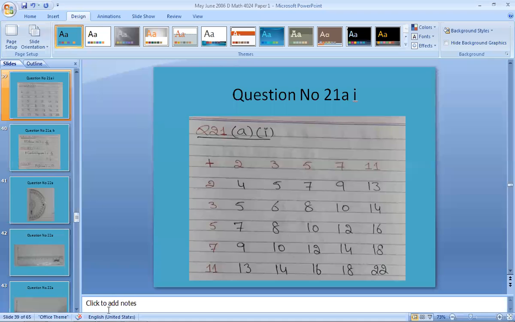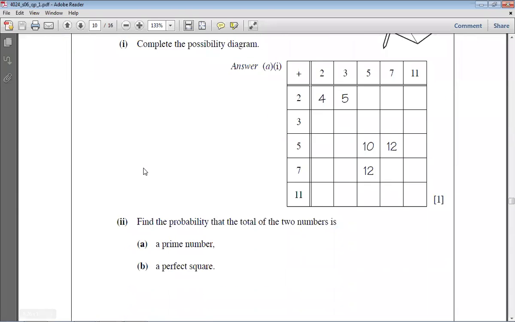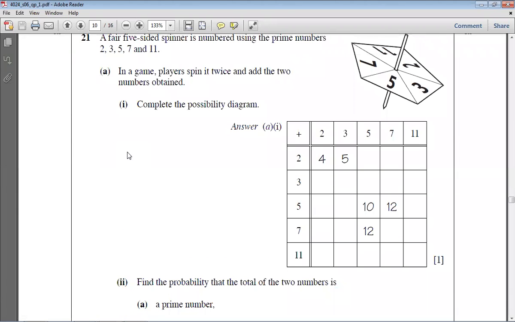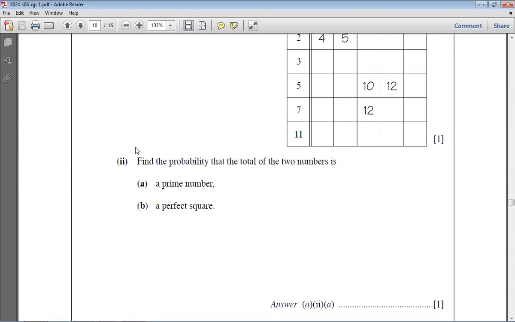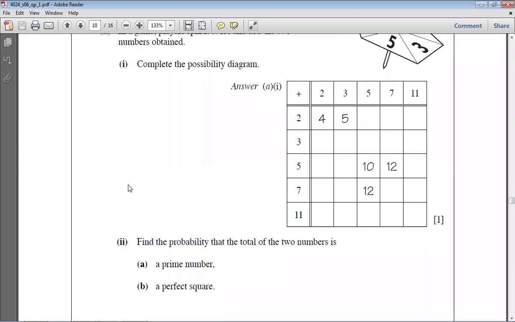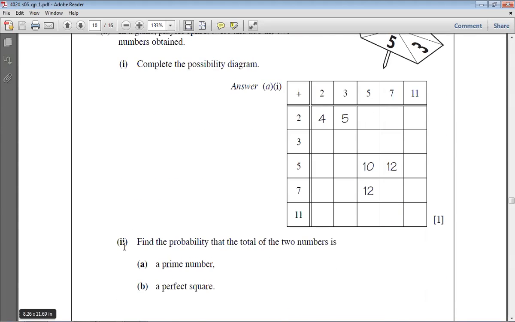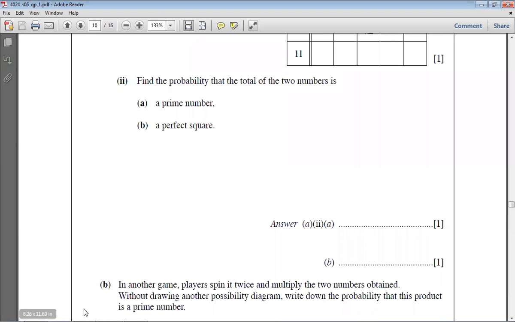Once you have completed this, the question is, find the probability that the total of the two numbers is a prime number, and then he says is a perfect square. These are the two questions they are asking. Question number 21, it's A and its second part.